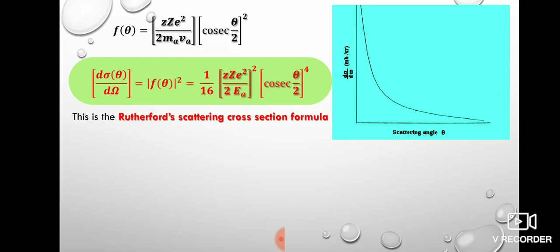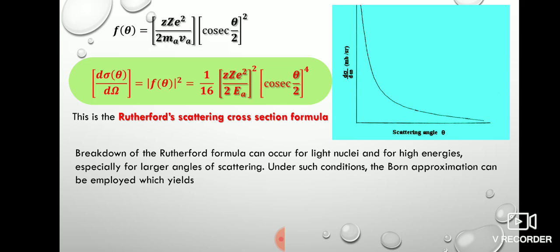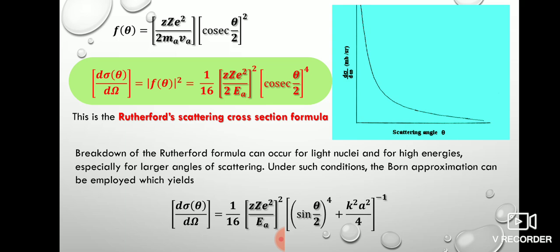And surprisingly, both classical as well as quantum mechanical approaches yield the same result. But this Rutherford formula breaks down for light nuclei and for high energies. So under such conditions, that is at high energies as well as for lighter nuclei, we have to employ the Born approximation, which yields a result like this. So this is the equation for the scattering cross section under high energy conditions as well as for lighter nuclei.